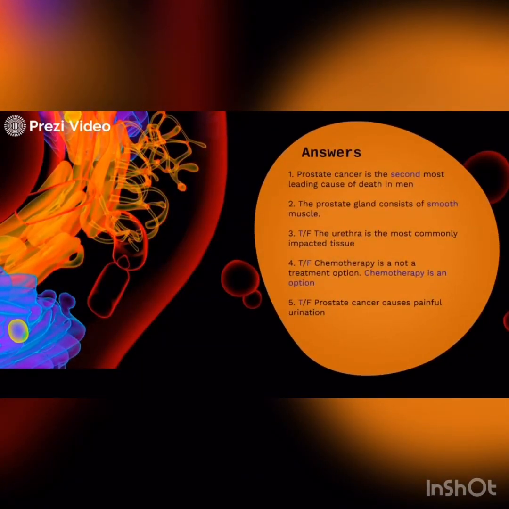Okay, so for the answers, prostate cancer is the second most leading cause of death in men. Number 2, the prostate gland consists of smooth muscle. For number 3, it's true. For number 4, it's false. Chemotherapy is an option. And 5 is true.